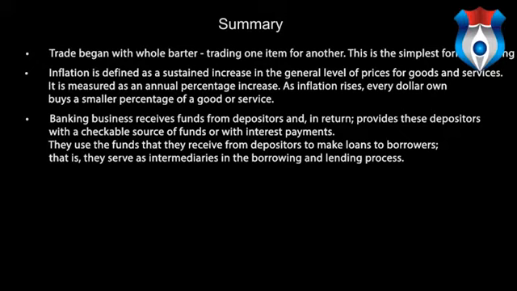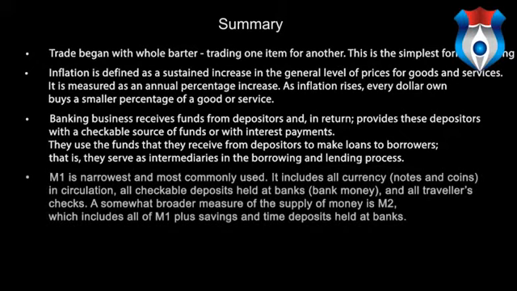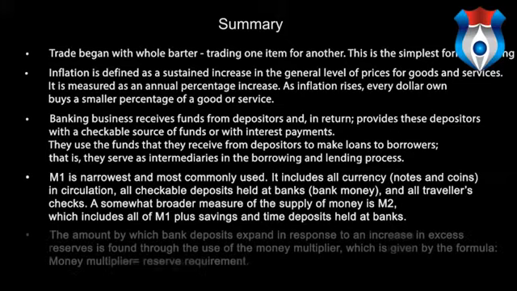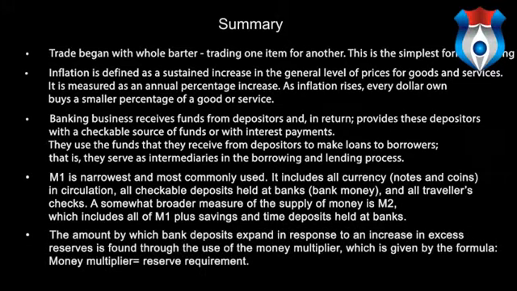Banking businesses receive funds from depositors and in return provide these depositors with a checkable source of funds or with interest payments. They use the funds that they receive from depositors to make loans to borrowers, that is, they serve as intermediaries in the borrowing and lending process. M1 is the narrowest and most commonly used measure. It includes all currency notes and coins in circulation, all checkable deposits held at banks, bank money, and all travelers' checks. A somewhat broader measure of the supply of money is M2, which includes all of M1 plus savings and time deposits held at banks.